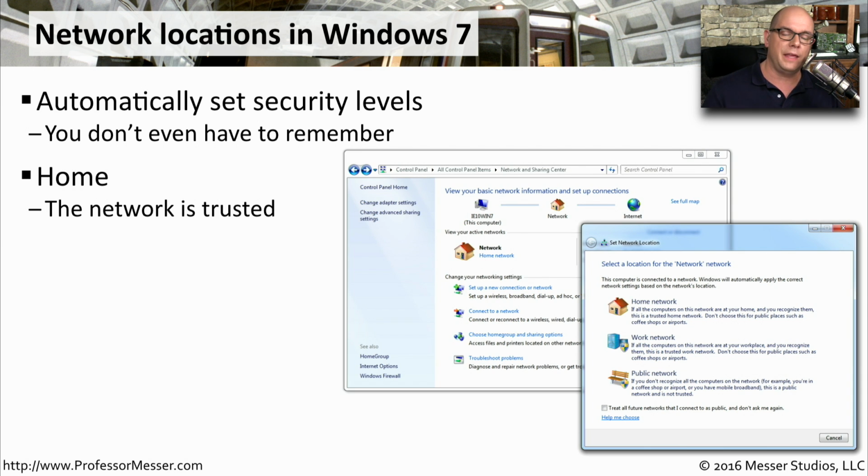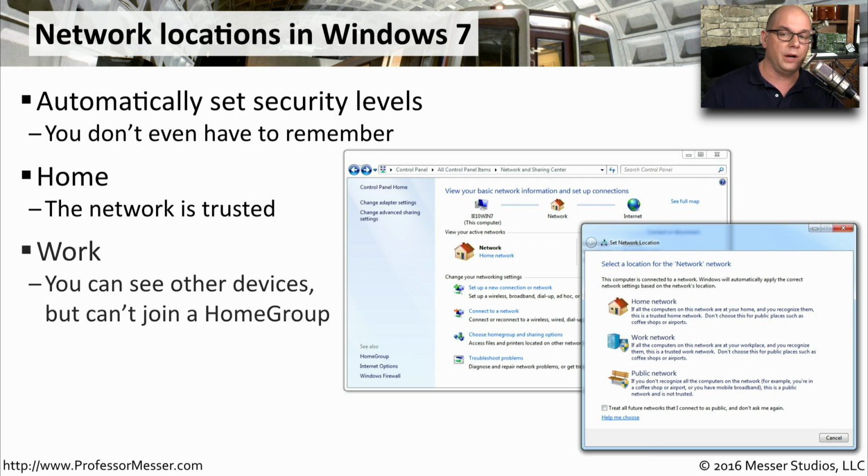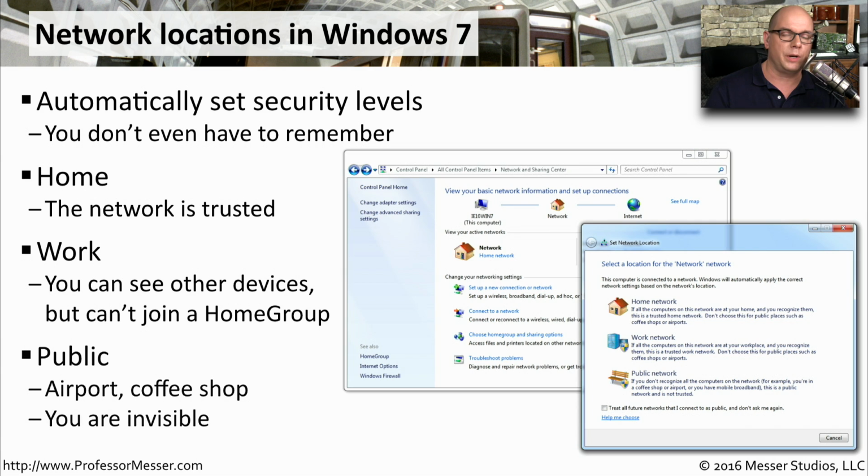You're at home, and everything that's within your house is something that you can probably trust to be on the network. If you're configured to be on a work network, you can see other devices, but your system cannot join a home group. Home groups are only available when you're on a home network. And a public network is one where you are out in public. You're at an airport, you're at a coffee shop, and you are effectively invisible.